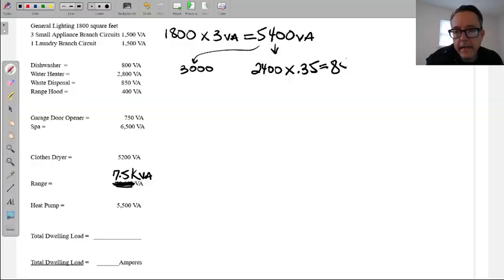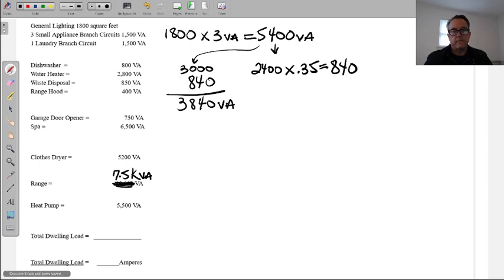840. 840 VA. Very good. We'll bring it back over here. And now we have a total of 3,840 VA for our general lighting load. All right, that's for our general lighting load.